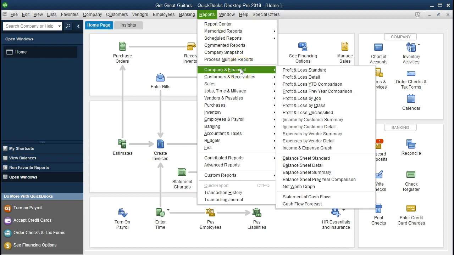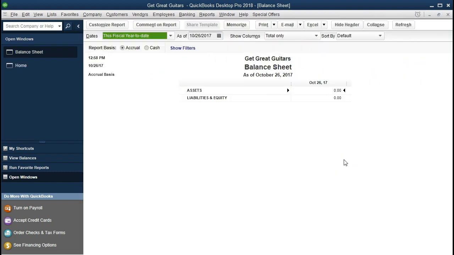They're definitely going to want the profit and loss. They may or may not want the balance sheet, although they're tied together in some ways, as we will see. So we're going to go to Company and Financial, and then scroll down to the Balance Sheet Standard. Balance Sheet Standard. That's going to be the one.